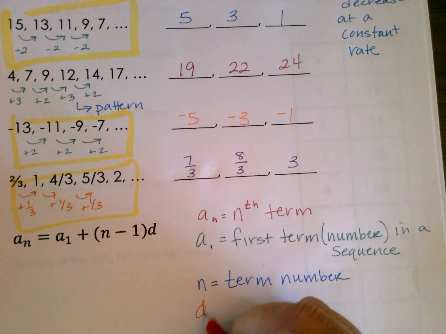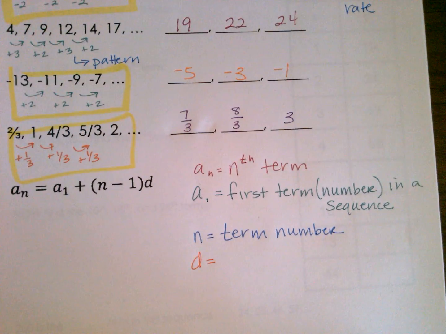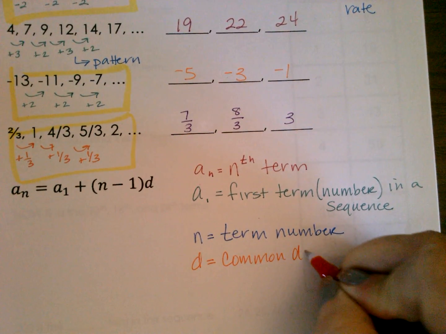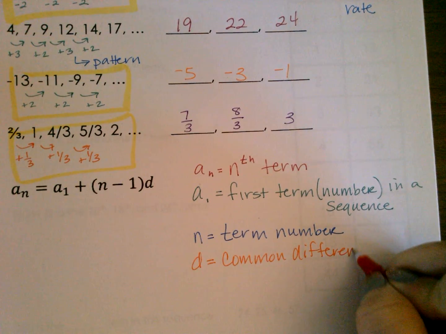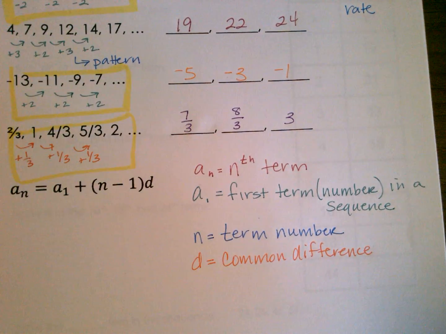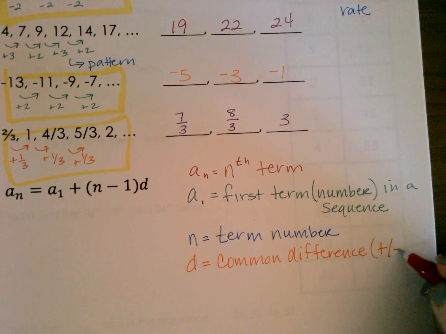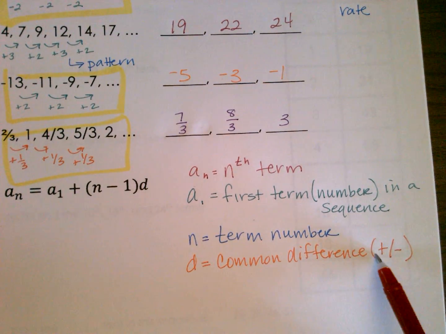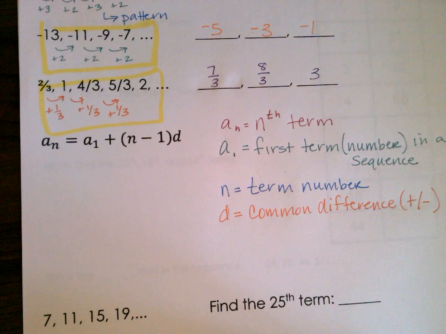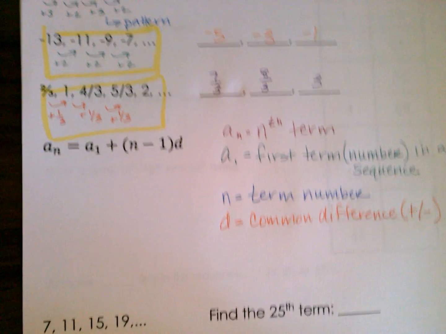Finally, d. That is called the common difference. Now, difference is usually a subtraction word, but it is how the sequence is changing at a constant rate, by increasing or decreasing, adding or subtracting. This is a very straightforward equation or formula to use. Let's just apply it to an example below.